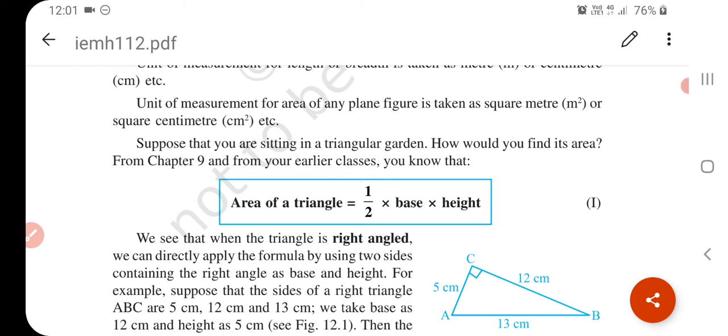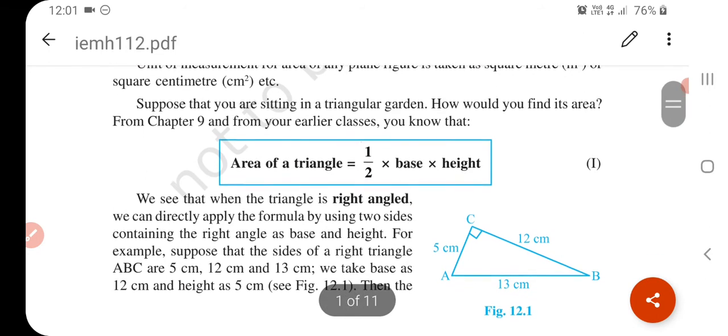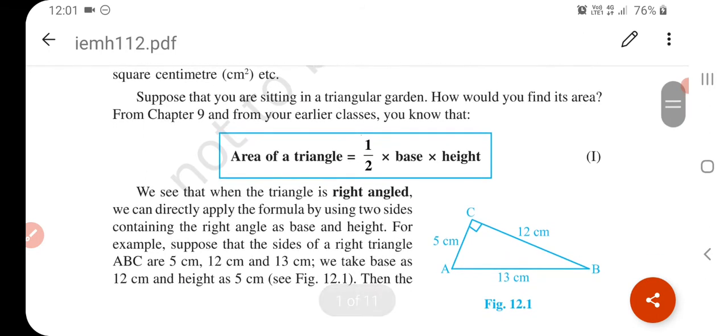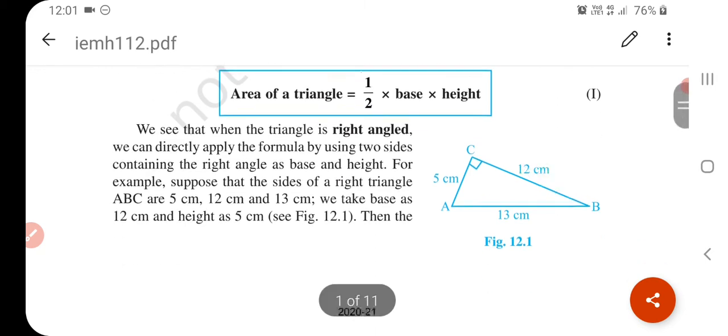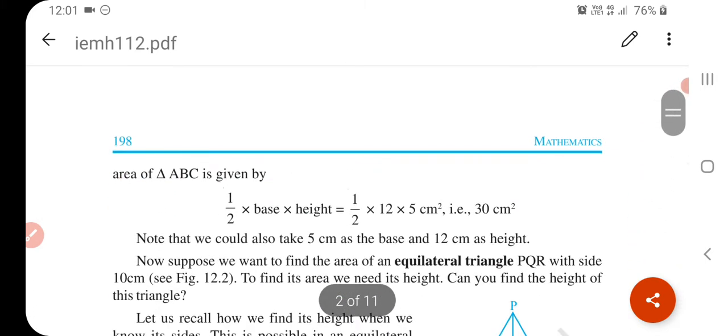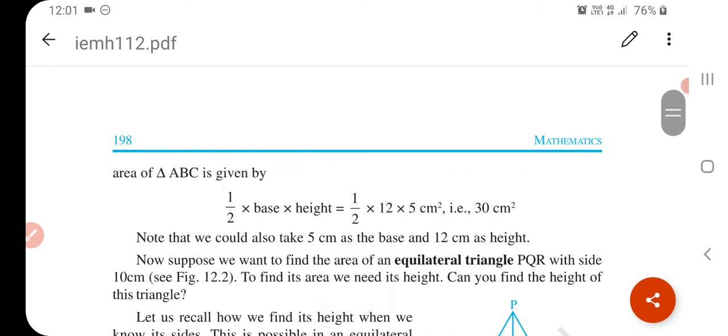For example, suppose the sides of the right angle triangle ABC are 5 centimeter, 12 centimeter and 13 centimeter. We take base 12 centimeter and height 5 centimeter. Then the area of the right angle triangle is 1/2 into 12 into 5, that is 30 centimeter square. Note that we could also take 5 centimeter as the base and 12 centimeter as the height.